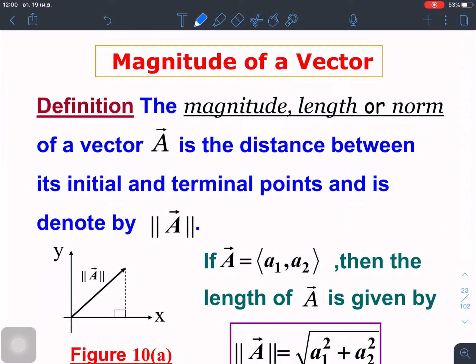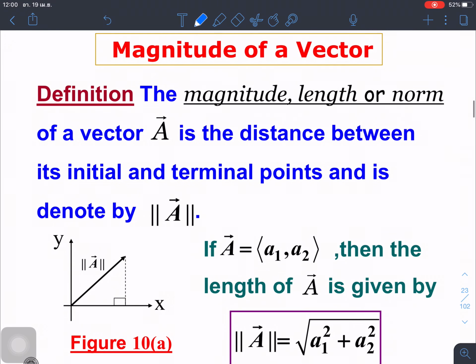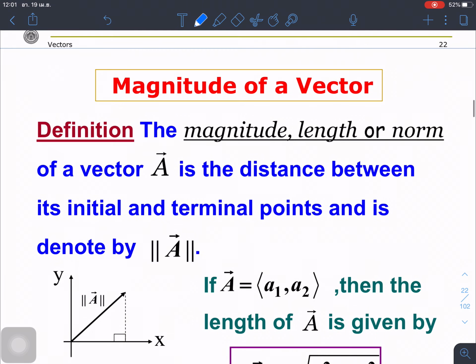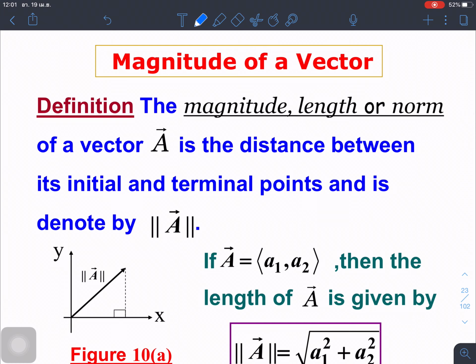Hello again. Let's now, in this video clip, talk about the magnitude of the vector. Sometimes you can call it modulus as well. It looks like an absolute value, but you put two vertical lines on the left side and the right side. That's the contrast from the absolute value, but the concept is pretty much the same.